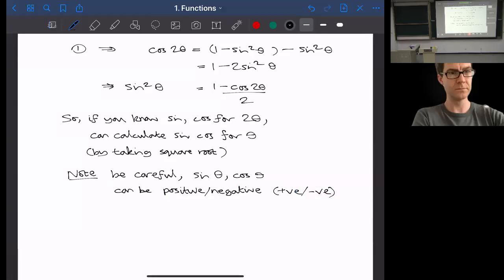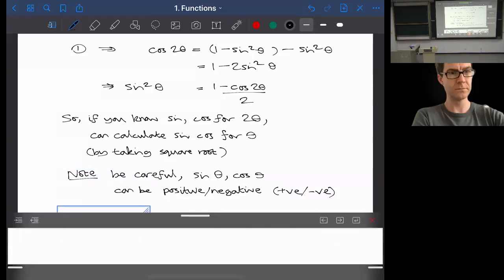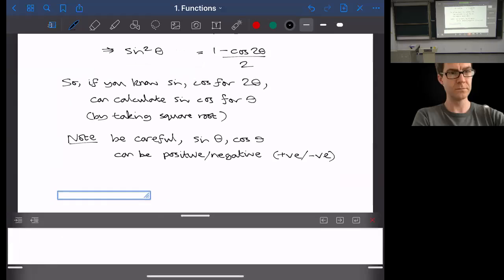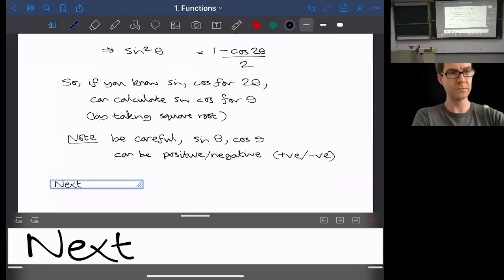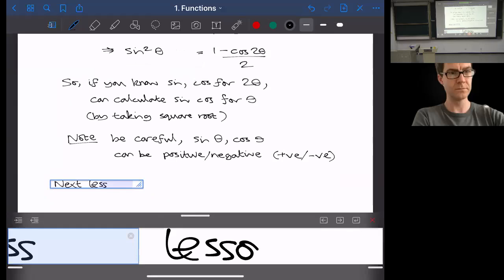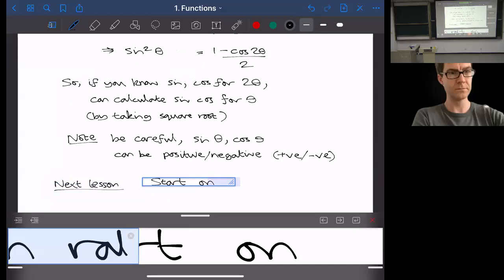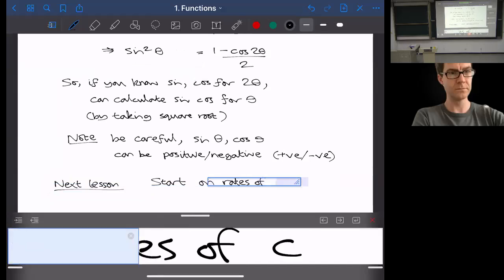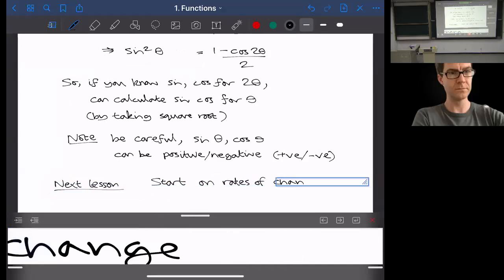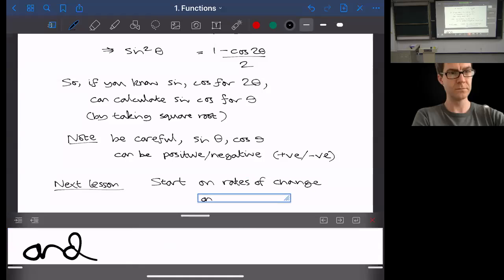Okay, so that's enough on trigonometric functions. So next time, next lesson, we will start on rates of change and limits.